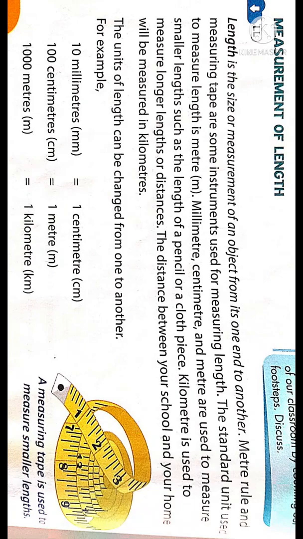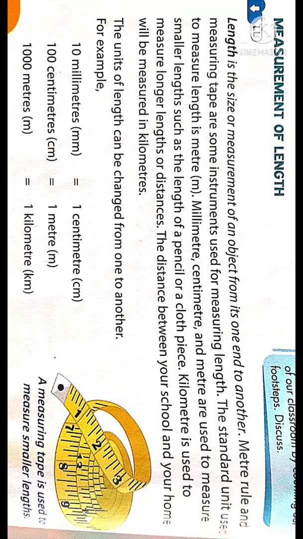What is meant by length? Length is the size or measurement of an object from its one end to another. What are the instruments used to measure length? We use a meter rule or measuring tape to measure length. What is the standard unit to measure length? That is meter. Millimeter and centimeter are used to measure smaller lengths, and kilometer is used to measure longer lengths or distances. For example, the distance between your school and your home is measured using kilometer.